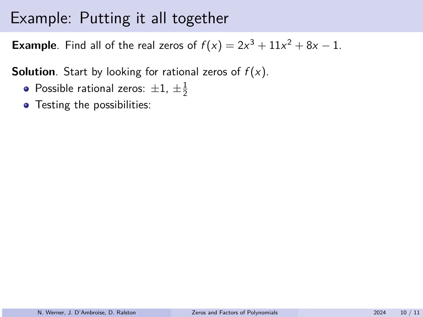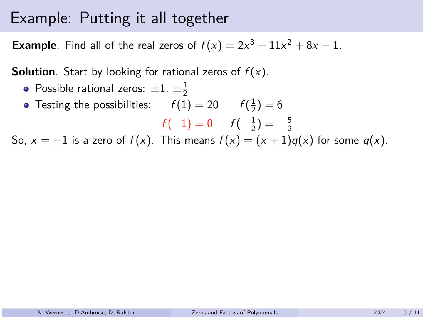So let's actually test them by plugging them into the function. F of 1 is 20, so it is not a root. F of negative 1, however, is 0. We have found a root. 1/2 and minus 1/2 are not roots, as it turns out. So the only rational root is x equals negative 1. If x equals negative 1 is a root of the polynomial, then x plus 1 can be factored out, in other words, factored out with 0 remainder for some polynomial q of x.